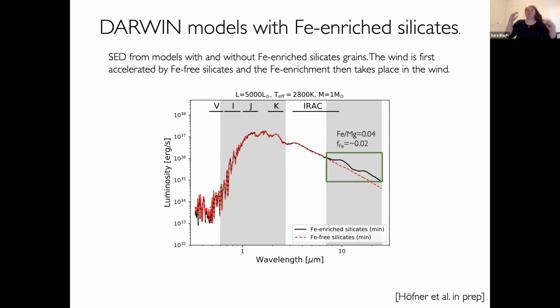It's important to say that the iron-rich silicates still accelerate the wind. They form close to the surface. They are needed to start to accelerate the outflows, and then the very small iron enrichment takes place in the wind on the surface of the grains.